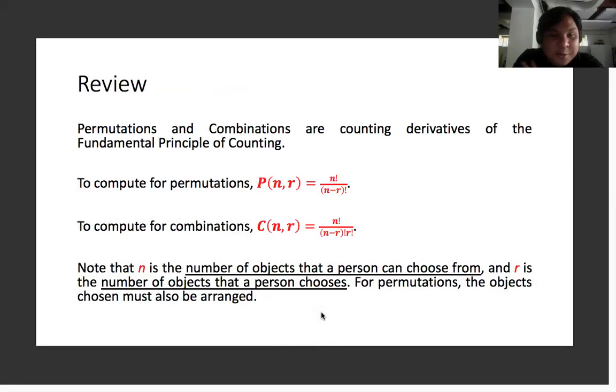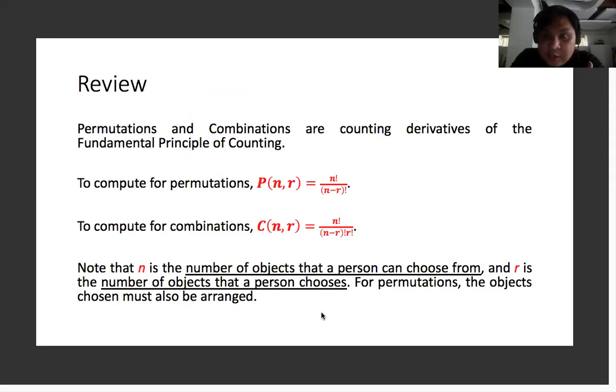First, we review permutations and combinations. We did talk about them. They have 2 requirements. Number 1, you cannot repeat what you have already selected. If you are choosing from 10 objects and you've already chosen one, you cannot choose the same object for your second position or second choice. So there is no repetition of choices.